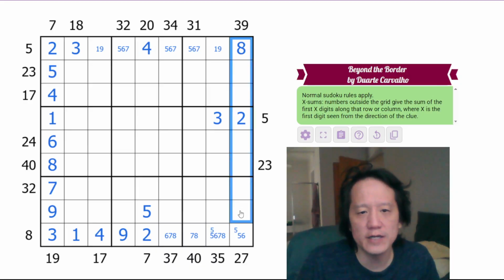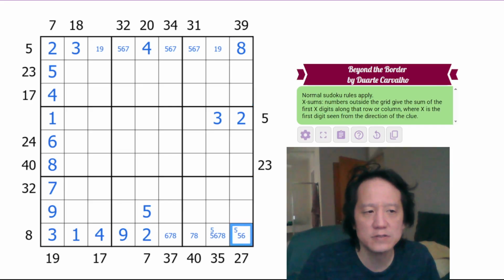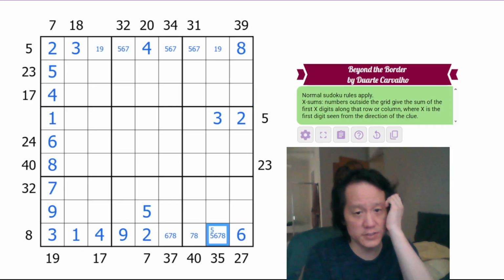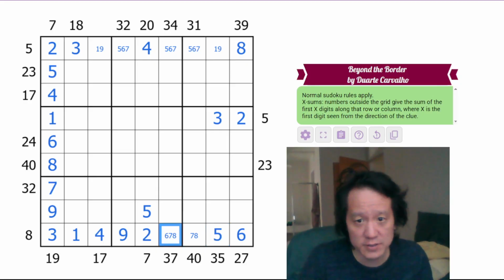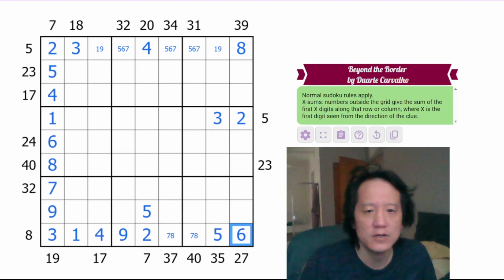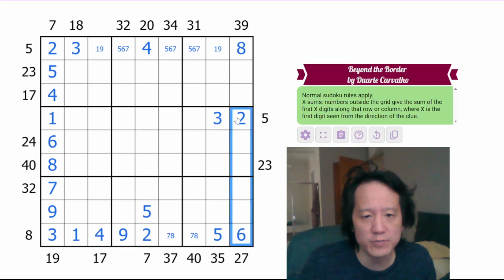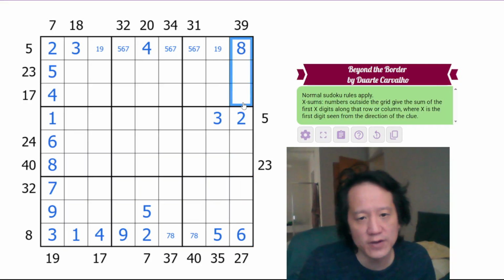And this must be 8 digits adding up to 39, which forces this to be a 6. So this is then 5. This cannot be 6 here because of the 6 in the row. The first 6 digits here must add up to 27, which means the last 3 have to add up to 45 minus 27, which is 18.